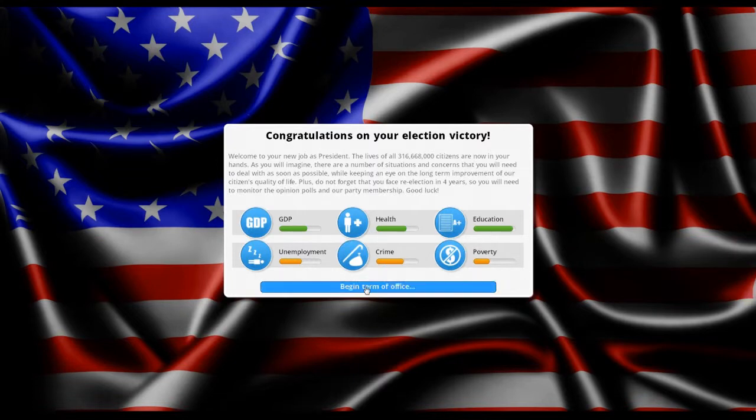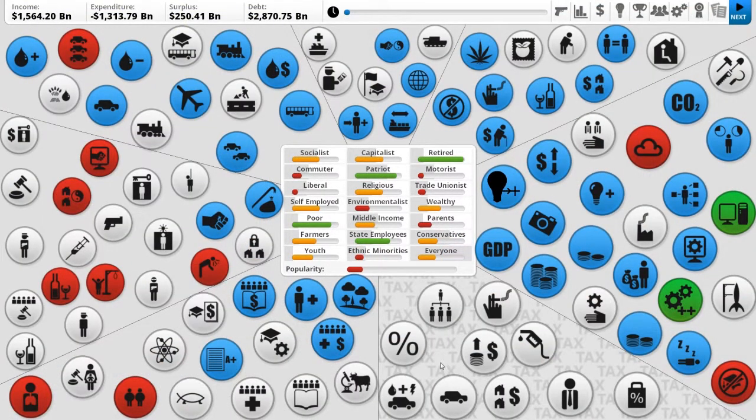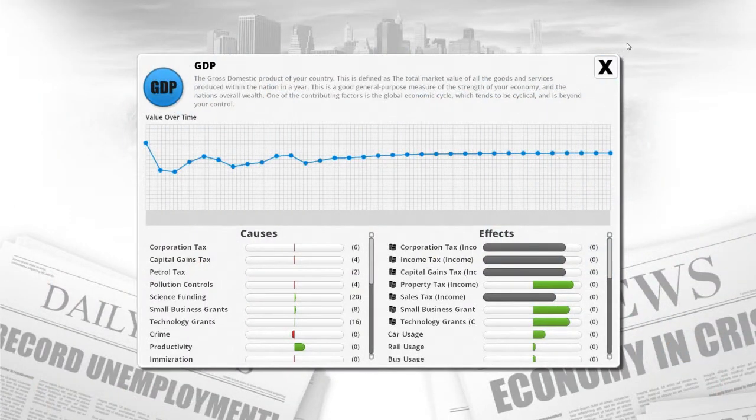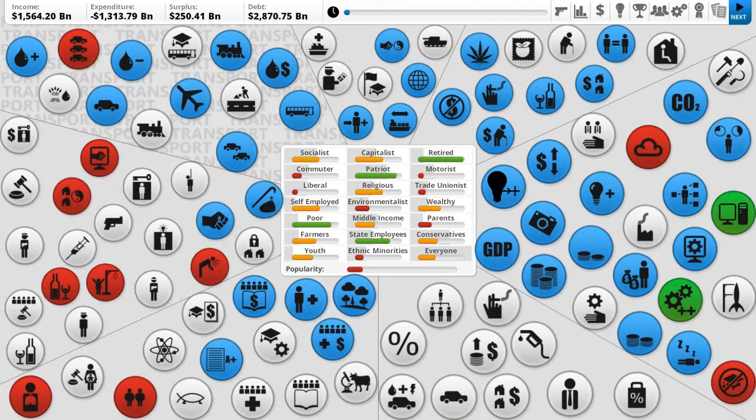So we've got our starting situation here, begin term of office. And now let's see, where's our GDP? Okay, GDP's doing alright. So we got all these problems here. Right now we got a $250 billion surplus. By the way, the reason our debt is not as high as it is, is that the game is kind of coded right now so that on the US, you start with almost $3 trillion of debt, even though the reality of the situation is that we have over $16 trillion.